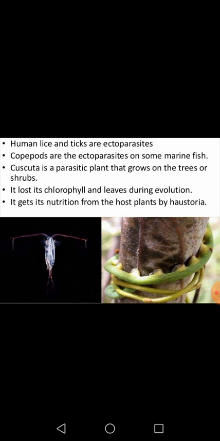Okay, and I want to give you some examples: human lice and ticks are ectoparasites, while the copepods are ectoparasites on the marine fishes. Cuscuta is a parasitic plant and grows on the trees. Okay, and Cuscuta has a modification: it is getting nutrients readymade, so it has lost chlorophyll as well as the leaves during the process of evolution. Okay, and it gets nutrition from a host plant, and the name of the host plant is haustoria.